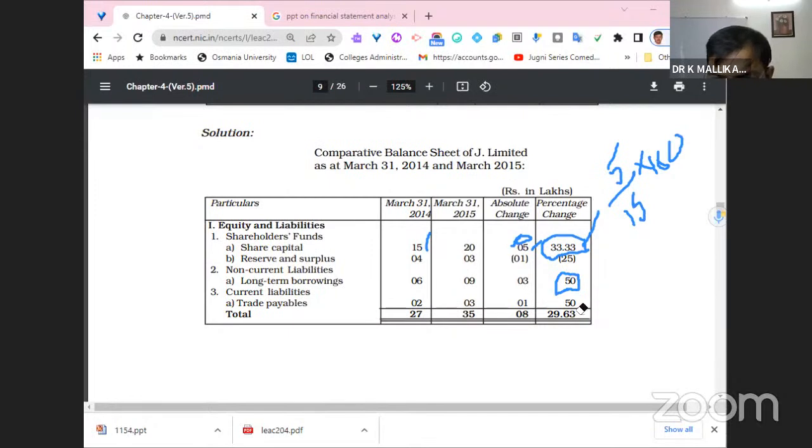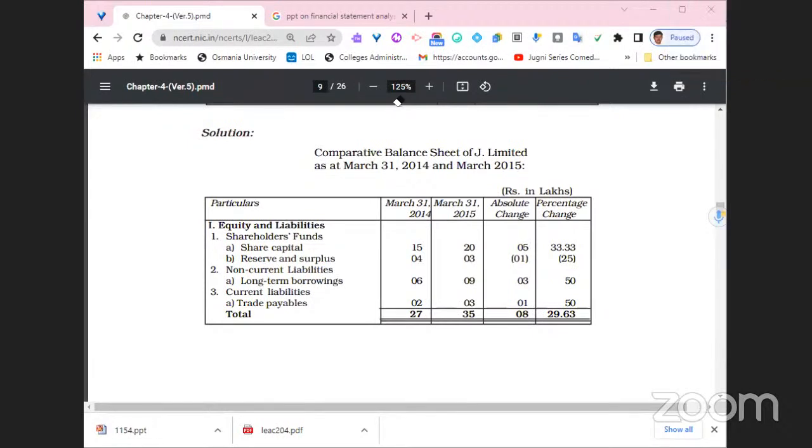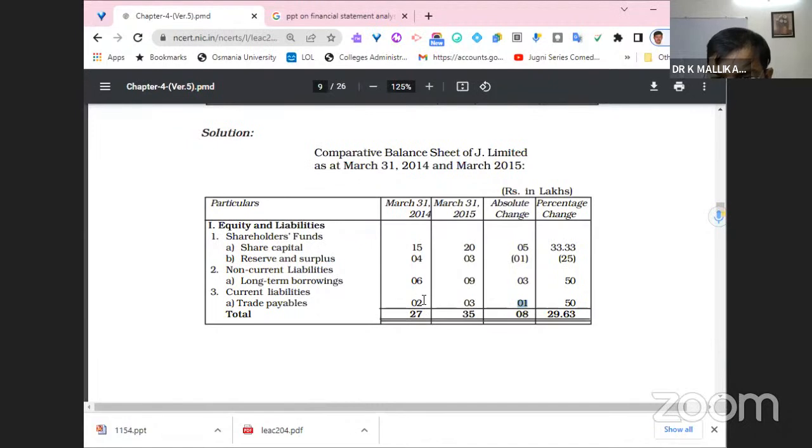Now how did this 50% come? This 50%, last one, this one. 1 divided by 3 into 100, sir. 1 divided by 2. This is the base year. 14 is the base year. Not 50. Yeah, sir. 1 divided by 2 into 100. The previous year is the base year. Okay, previous is the base year. Current year is not a base year.